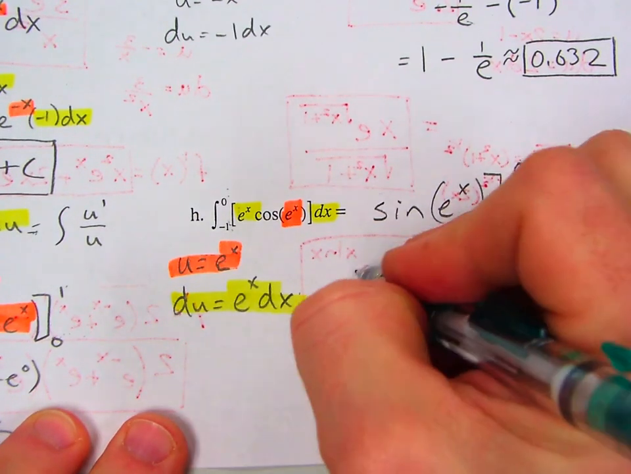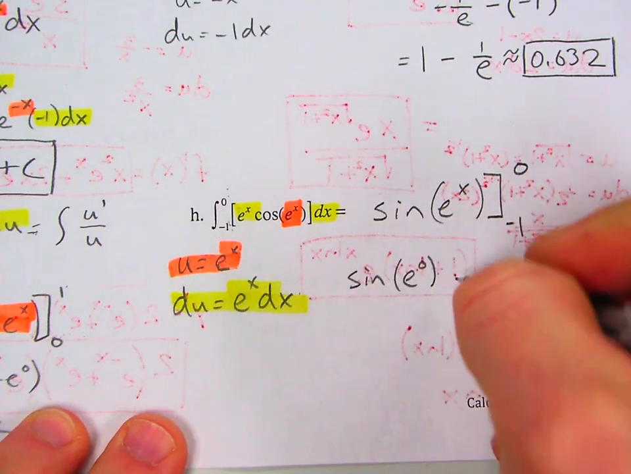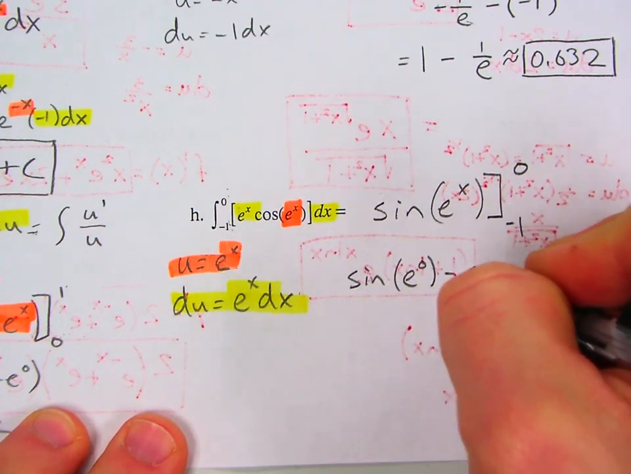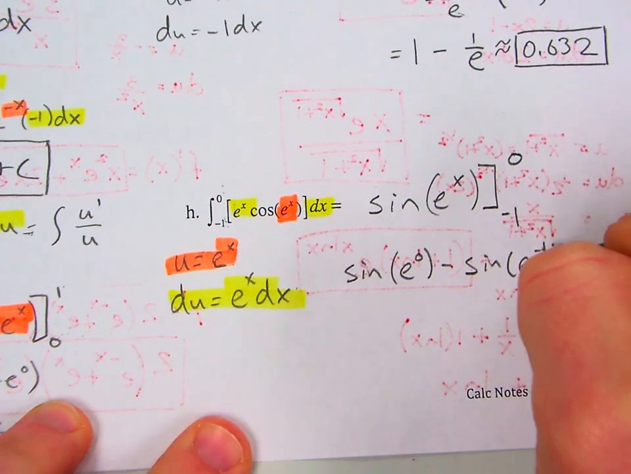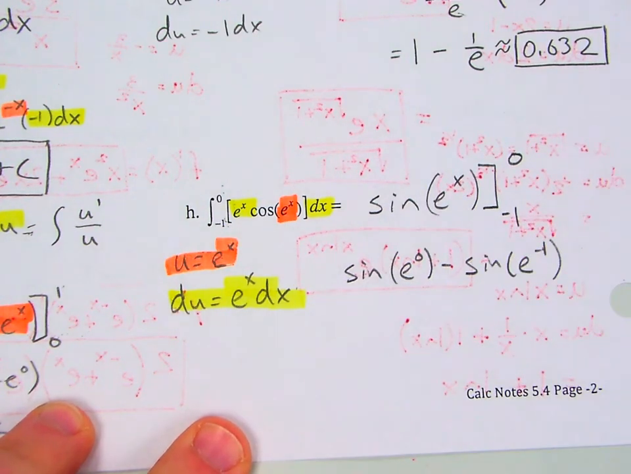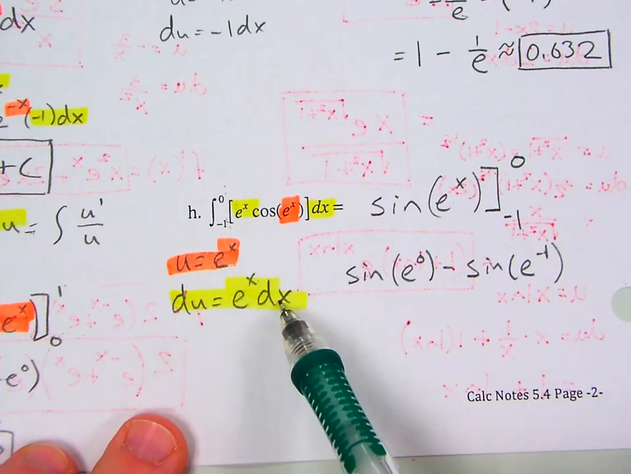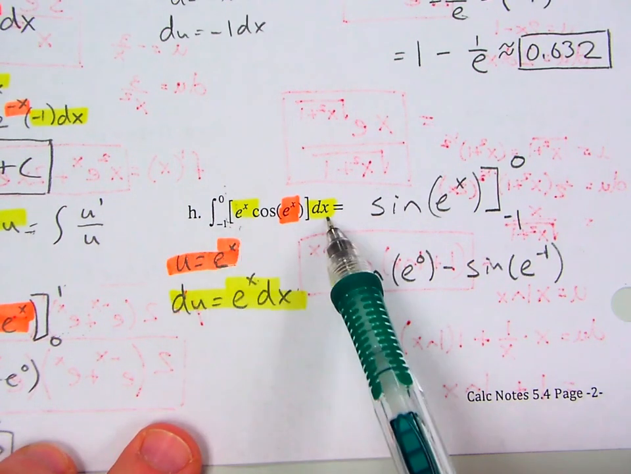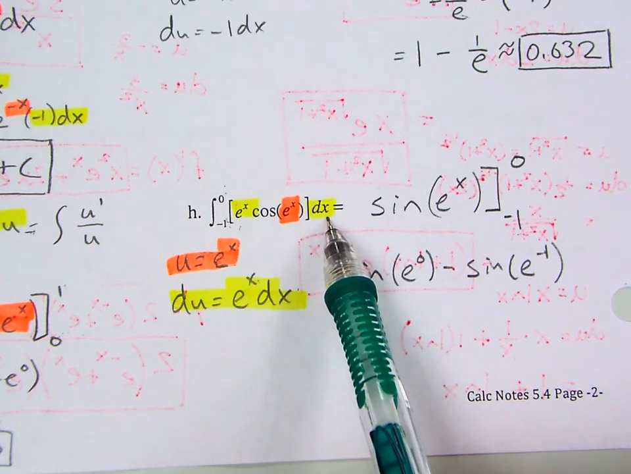All right, same way when we evaluate this: sine of e to the 0, sine 1, minus sine of e to the negative 1. Wait, don't we get the chain rule though? The derivative of e to the x is e to the x, and those cancel out. But when we derive sine of e to the x, do we have to divide by e to the x because that's the derivative of the inside?